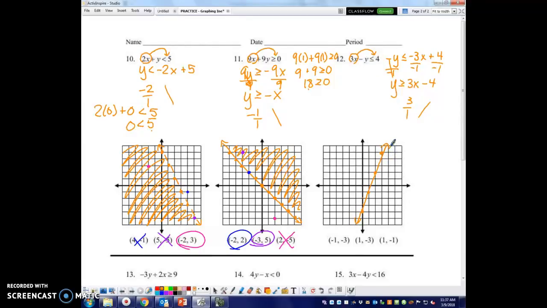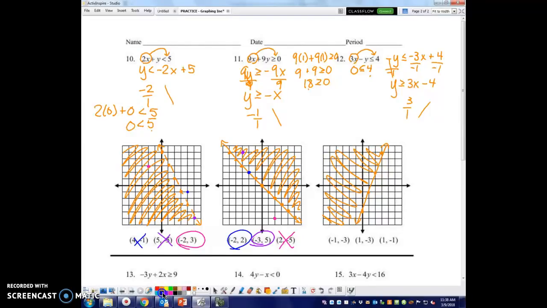Now we have to figure out which side to shade. We'll use our point 0, 0. Go back to the original. So it's going to end up being 0 is less than or equal to 4. Which one does it say is bigger? 4. Is that true? Yes. So you shade the side with 0, 0.